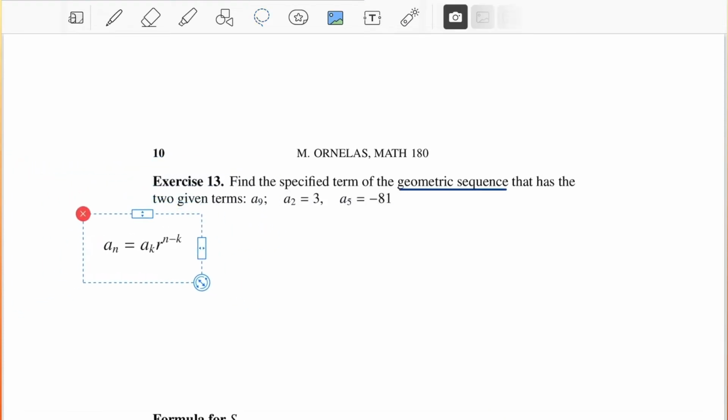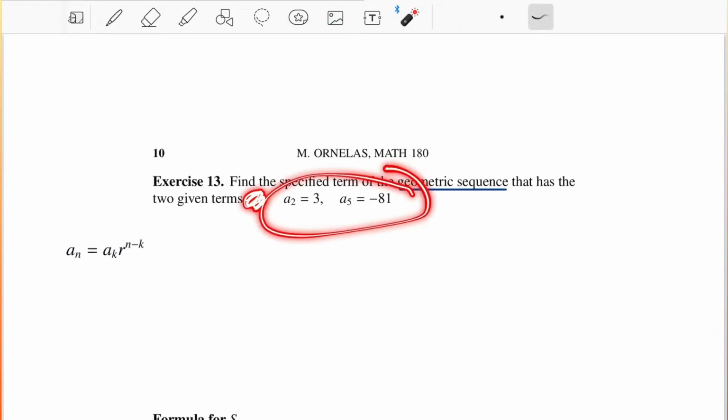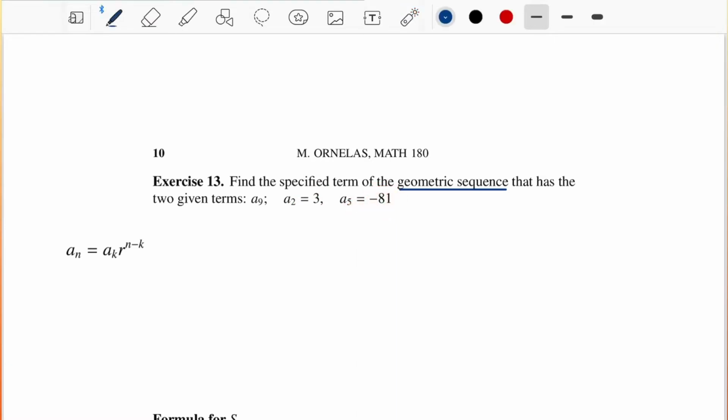All right, so let's ignore this for now. Let's just use these two terms in order to find out what R is. So this is our K, A sub K. This is our N, A sub N. If you use the formula, you're going to get negative 81 is equal to 3 times R to the N minus K, 5 minus 2. So A sub N is equal to A sub K times R to the N minus K.